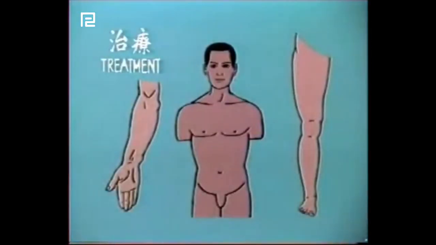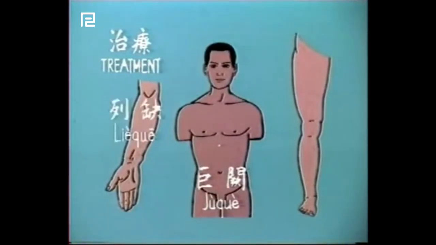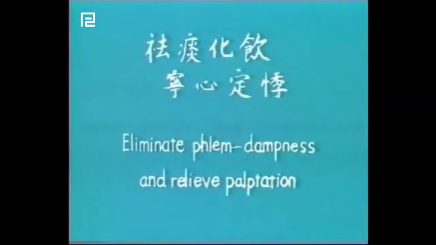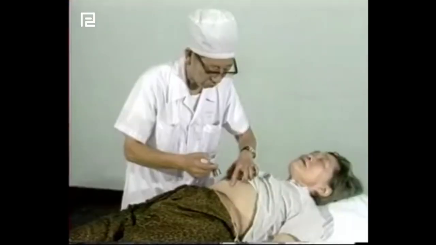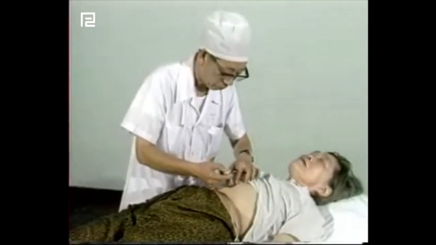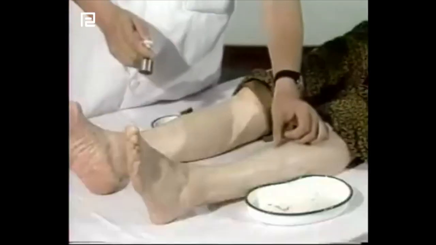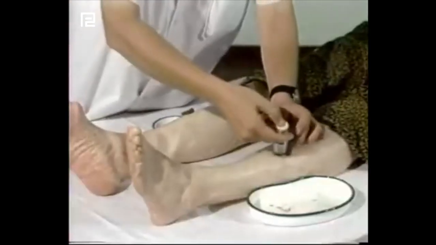Treatment: Juque, Ren 14, Lieque, lung 7, and Fenglong, stomach 40. This prescription can eliminate the retention of phlegm, calm the mind, and relieve palpitation. Apply moxibustion at Juque, Ren 14, and Fenglong, stomach 40, with moxa cones 3 times.